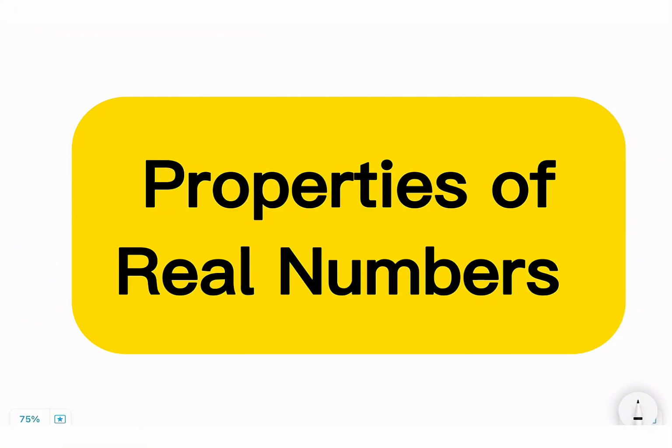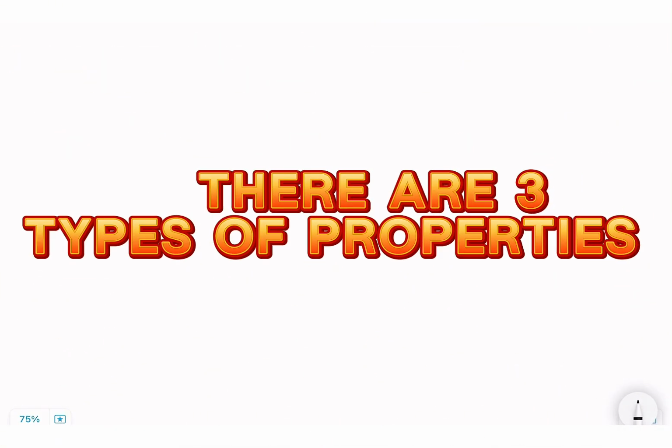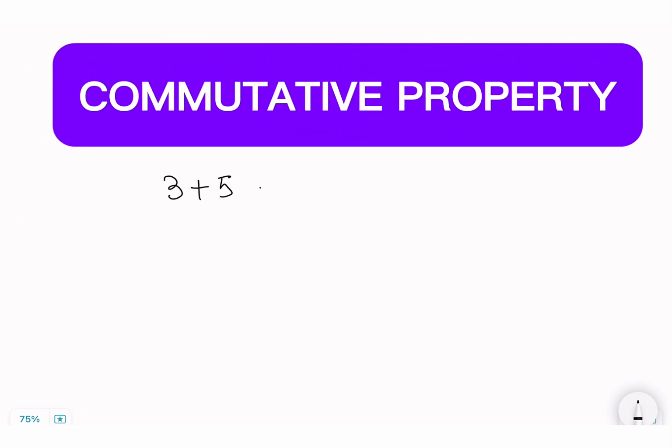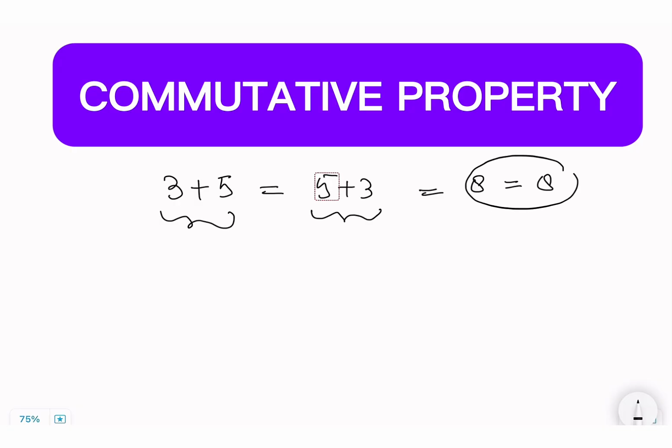There are 3 types of properties. First is the commutative property. In the commutative property, what we're going to do is swap the numbers. Like I'll show you, 3 plus 5 is equal to 5 plus 3. Both the answers from this equation will be the same. Its answer is 8 equals 8. Now let's see the formula for this. A plus B is equal to B plus A. Now A times B is equal to B times A.